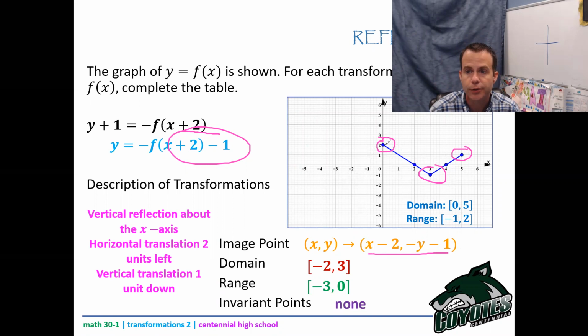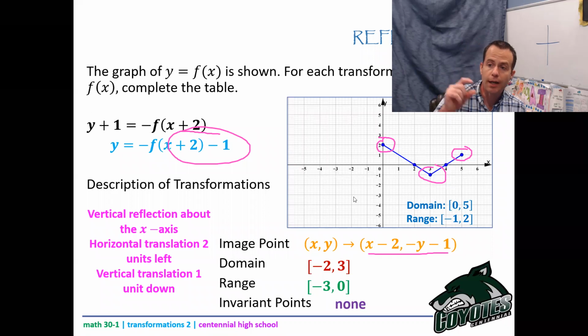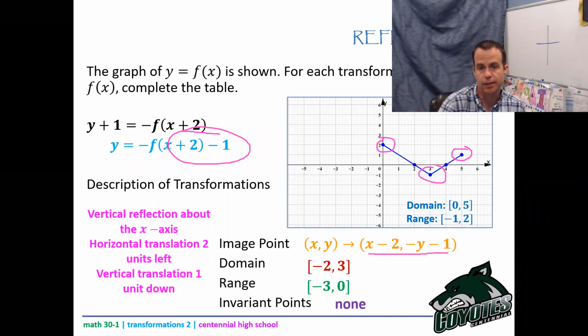So this guy here is the point 0, 2. Well, if I plug 0 in for x, I come out with negative 2. If I plug 2 in, I get negative 2 minus 1, so that's negative 3. So 0, 2 would become that new point. Okay, so plot each of these new points and then reconnect the dots.